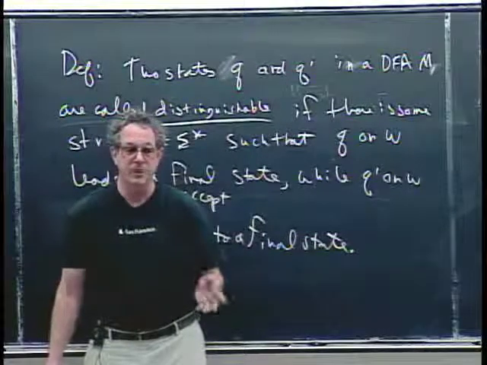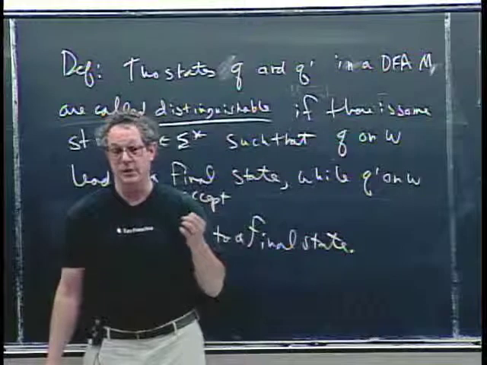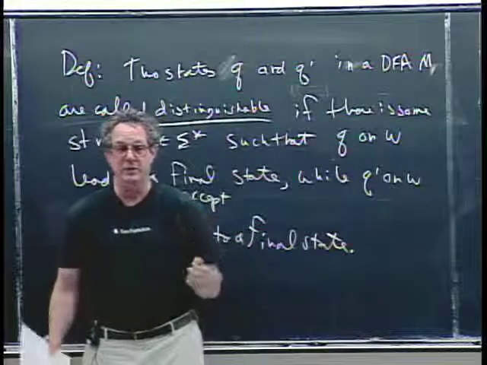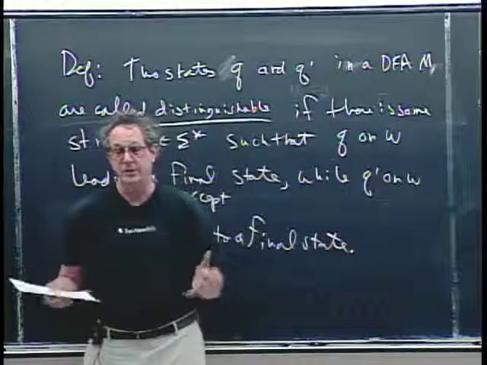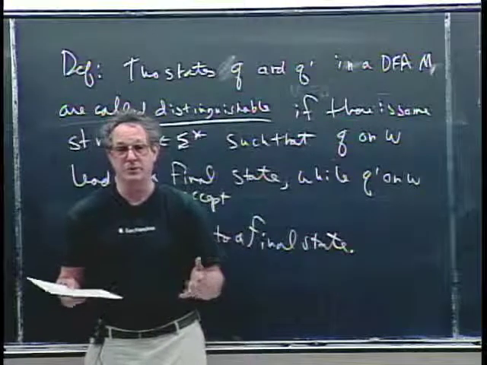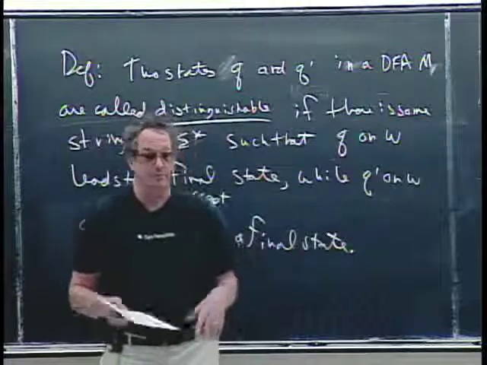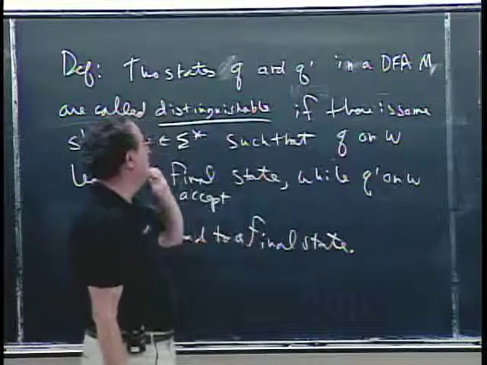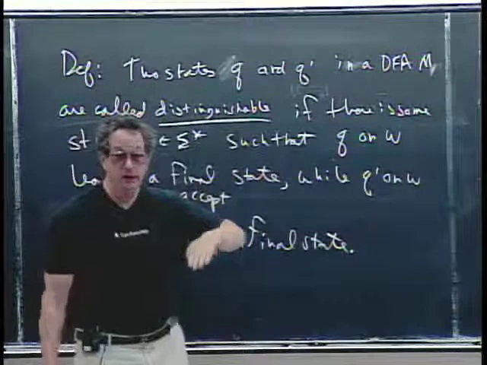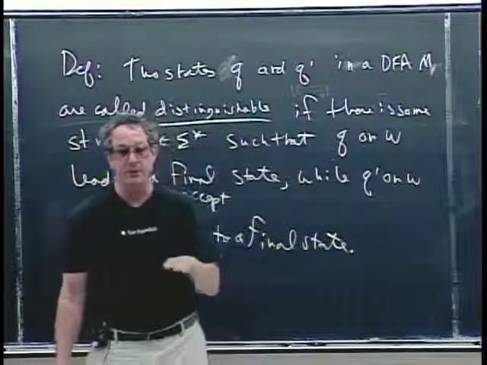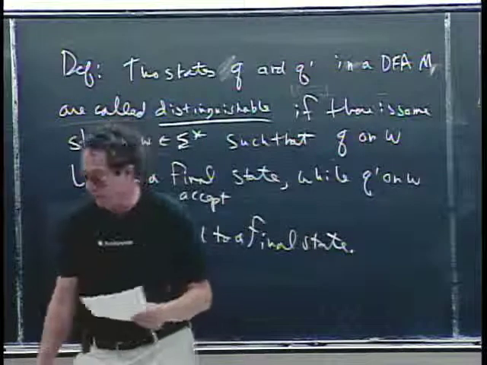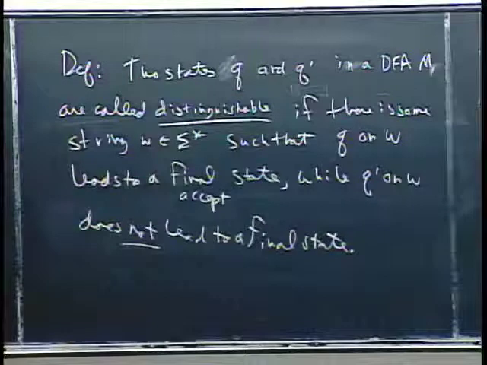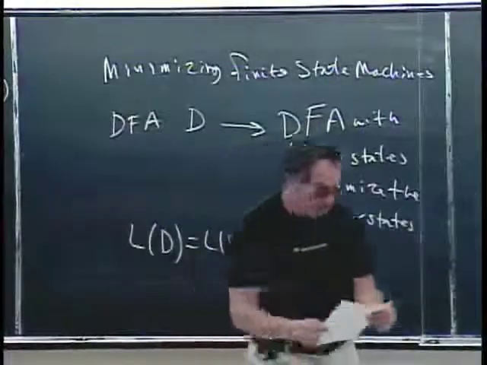To show that two states are not distinguishable is a more difficult task, because that has to show that there are no strings. There is no string W which would distinguish the two states. But nonetheless, we can talk about whether two states are distinguishable or not distinguishable, even though it may be more difficult to establish that two states are not distinguishable. But we'll see how to do that. And since I've been using that term, let me just do it explicitly.